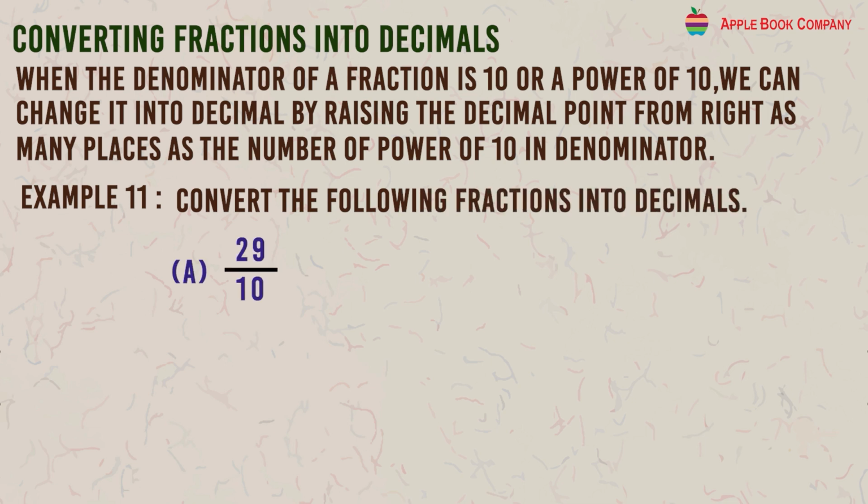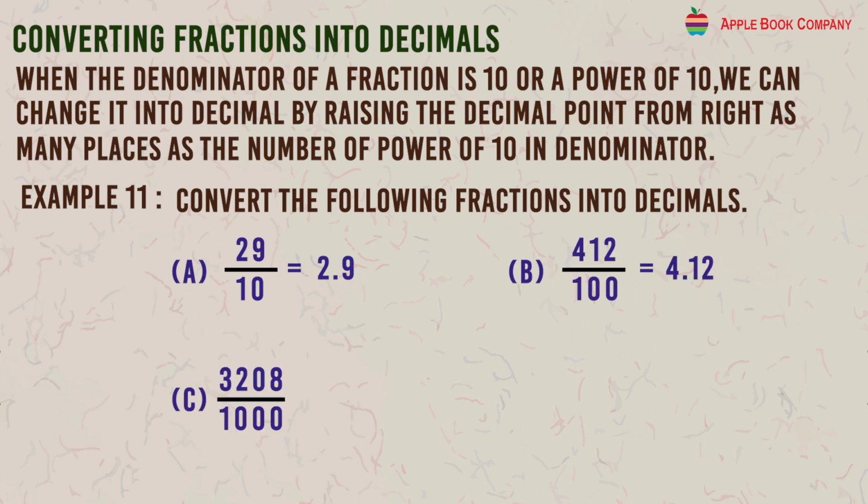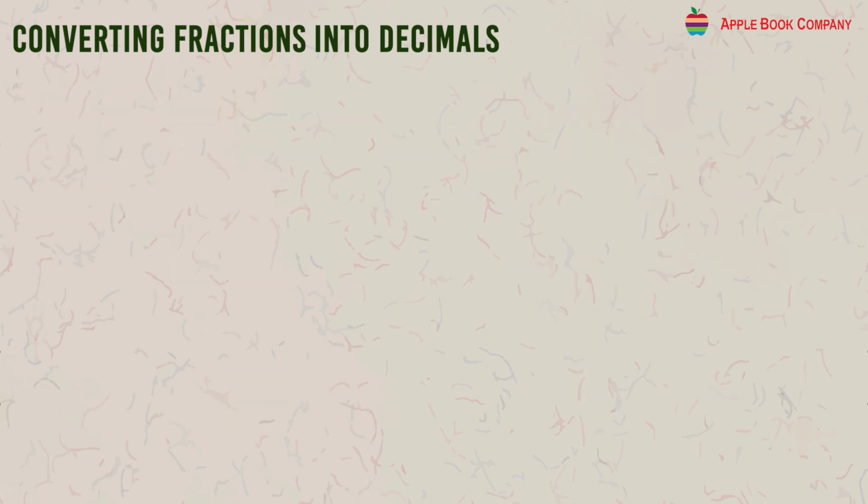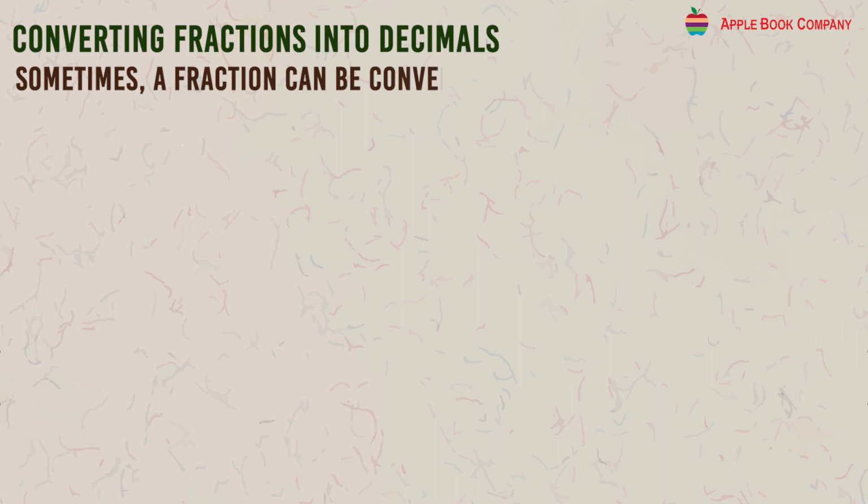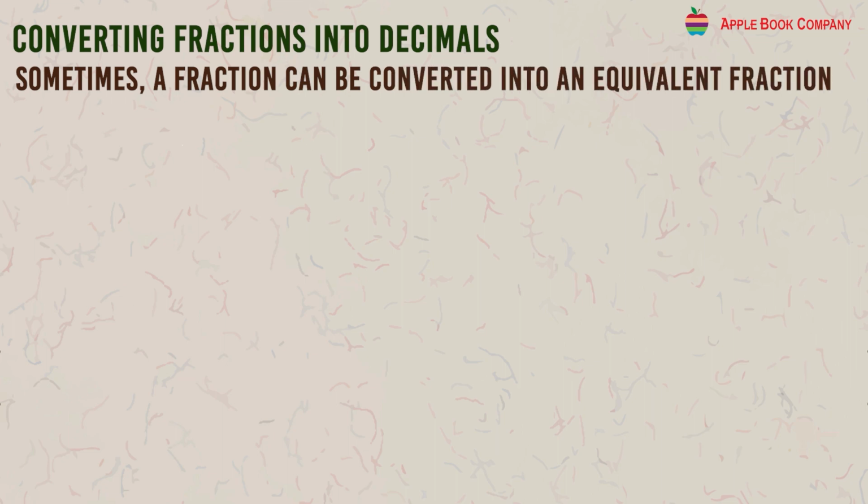A, 29 by 10. We have 29 by 10 and it can be written as 2.9. B, 412 by 100 can be written as 4.12. 3208 by 1000 can be written as 3.208. 7029 by 100, we have 2 zeros, so just count 2 digits from the right and put a point. It becomes 70.29.